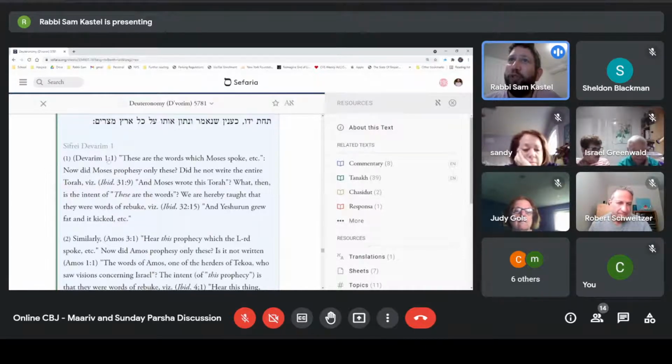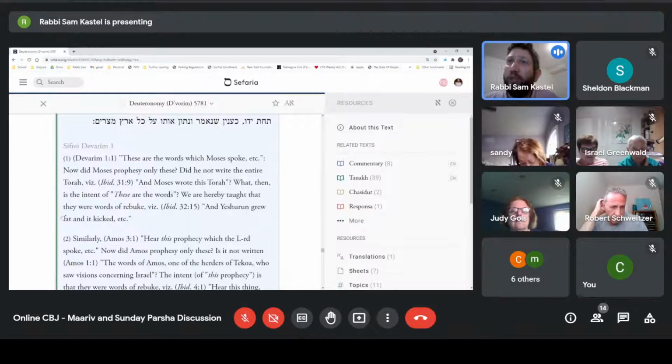So, Sifri for Devarim. These are the words, right? This is the quote that's there. These are the words which Moses spoke. Now, did Moshe prophesy only these? Right? It says these are the words, and then it goes on to say things. So he questions, isn't it all from Moses? Did he not write the entire Torah? As it says, and Moses wrote this Torah. What then is the intent of these are the words?